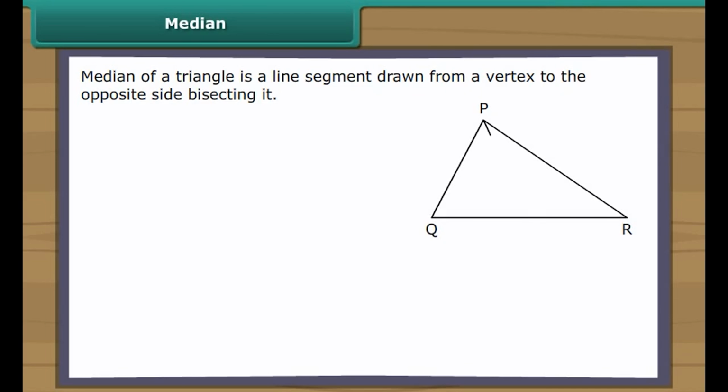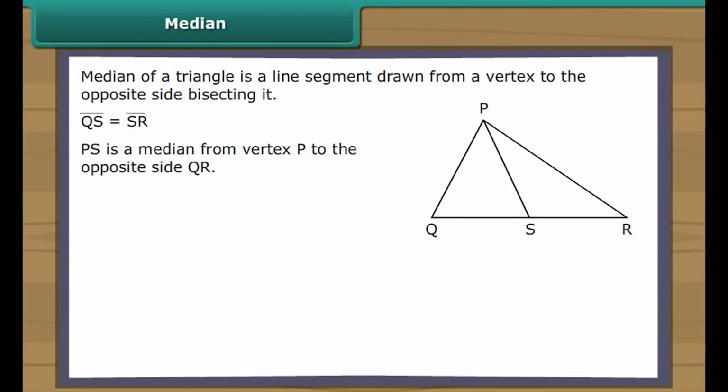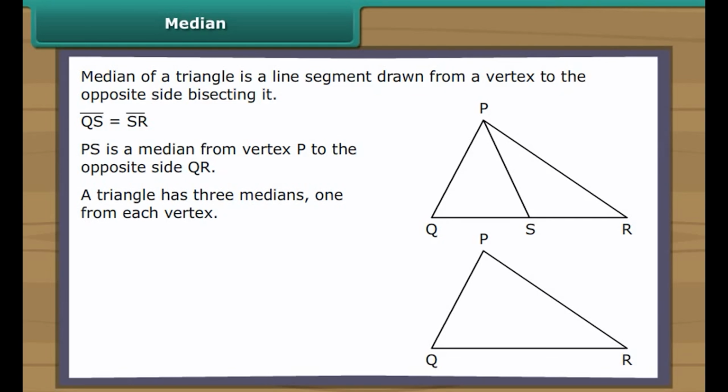In the figure, line segment PS is drawn from the vertex P to the opposite side, QR. It divides QR into two equal halves. Therefore, PS is a median from vertex P to the opposite side, QR. A triangle has three medians, one from each vertex. Let us draw the remaining two medians.